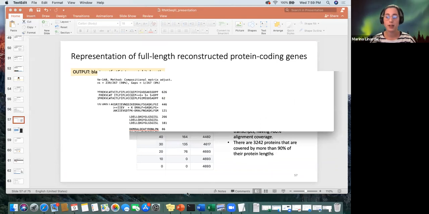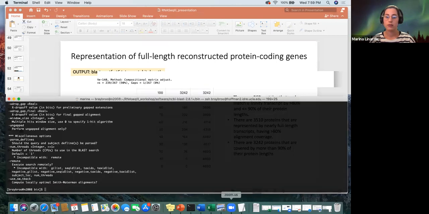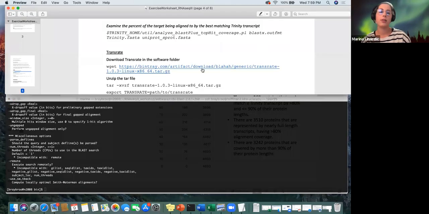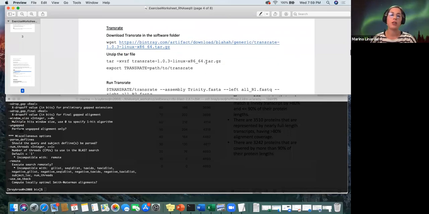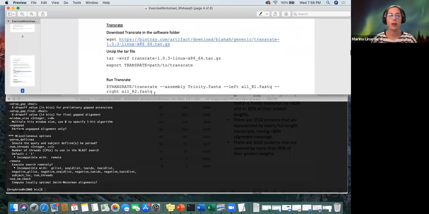Okay. So we have one more thing left. Let's open up this. We have the TransRate. So TransRate, as I mentioned, is a package that was developed by a group at the University of Cambridge, and it's a pretty nice tool to explore your assembly as well. So this is the website where we can download it from.